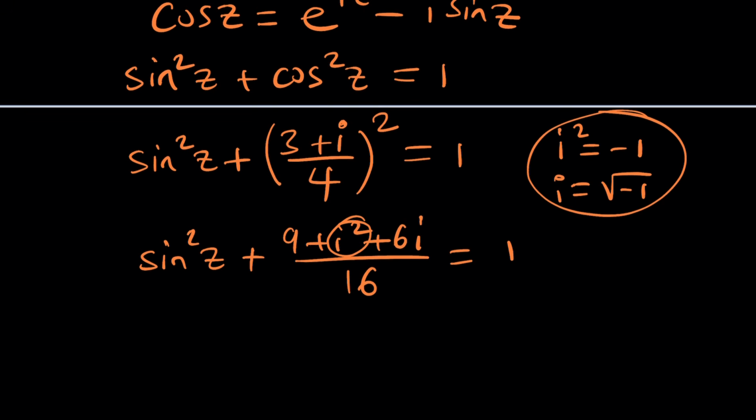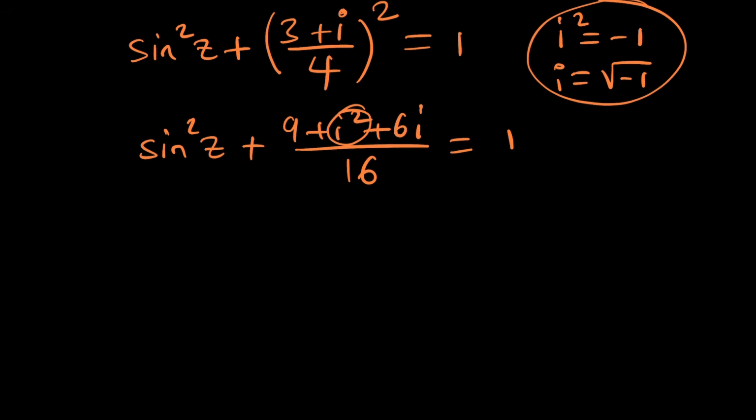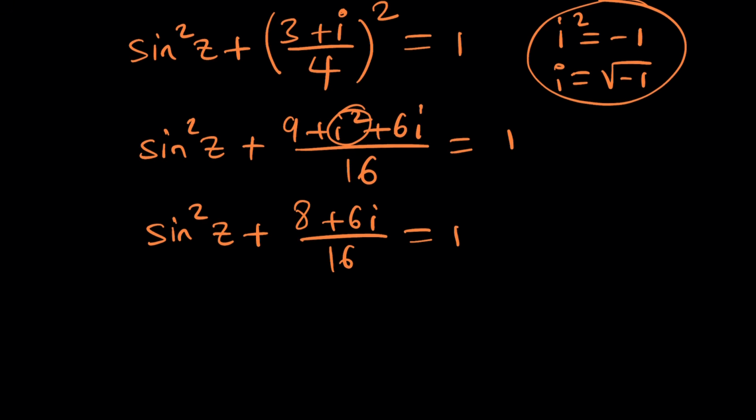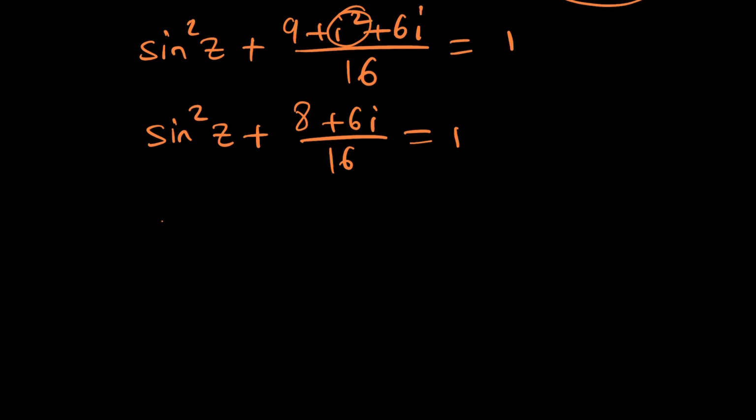If i squared is -1, this is going to be sine squared of z plus 9 minus 1, which is 8, plus 6i divided by 16 equals 1. Let's go ahead and simplify this a tiny bit. Actually, we can first subtract it and then simplify it. If you divide everything by 2, you get 4 plus 3i here and 8 here.